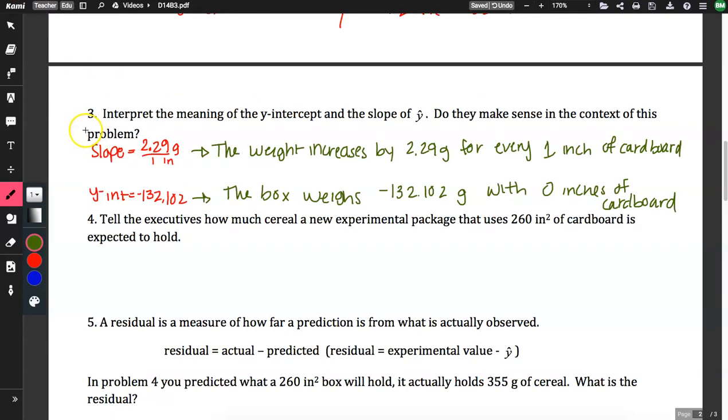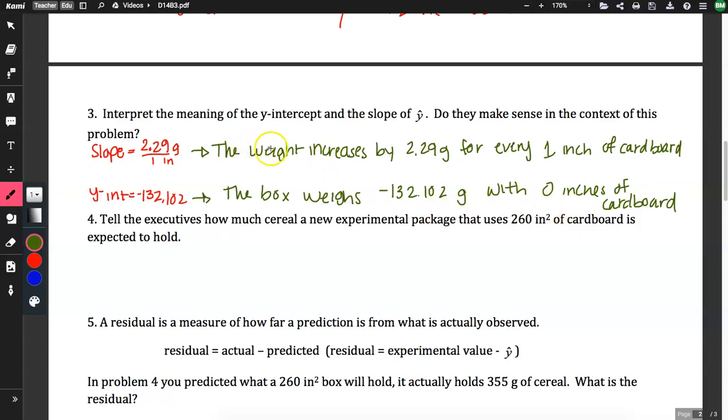Okay, so here are my interpretations. So again, I wrote my slope out. I just used the units here, but you can write weight and cardboard if you want, whatever helps you. But the interpretation, I said the weight increases by 2.29 grams for every 1 inch of cardboard. And then our y-intercept, the box weighs negative 132.102 grams with 0 inches of cardboard. Remember, that's when our x variable is at 0.